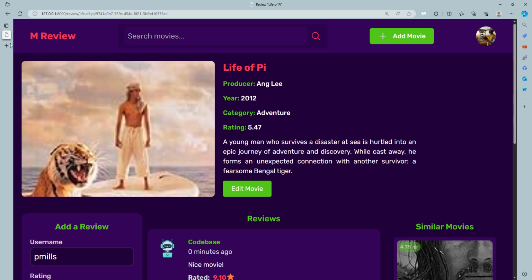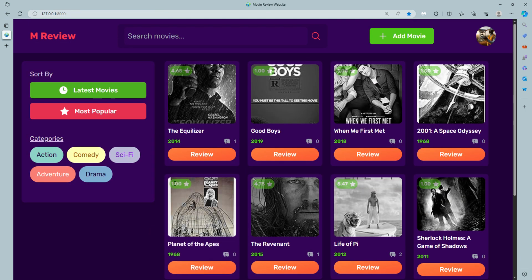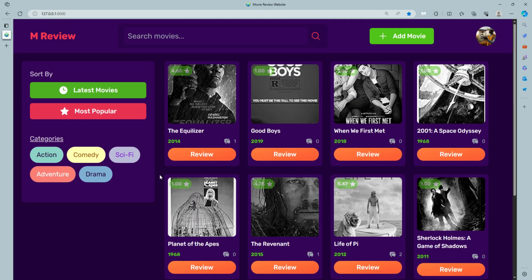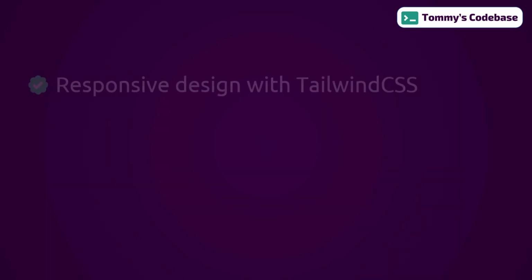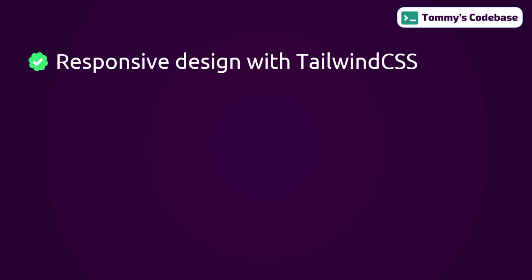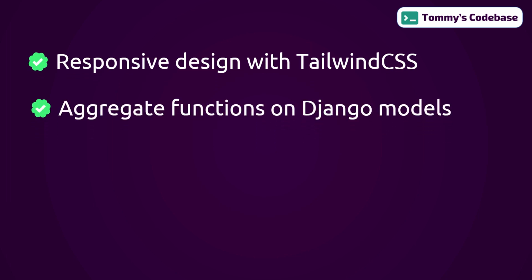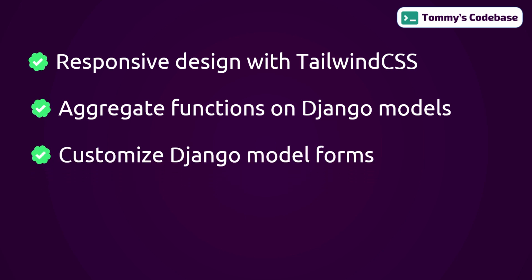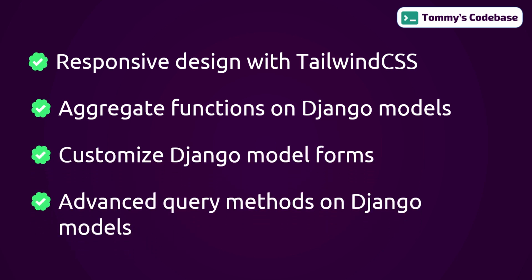So all of these things in this build, we are going to learn how to implement using the power of TailwindCSS for the front end and beginning with Django for the backend. And so in this build, we will learn responsive design with TailwindCSS, and we will also learn how to perform aggregate functions on Django models. We will also learn how to customize Django model forms and perform advanced query methods on Django models.